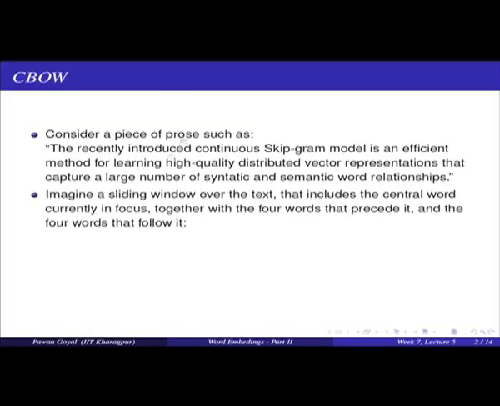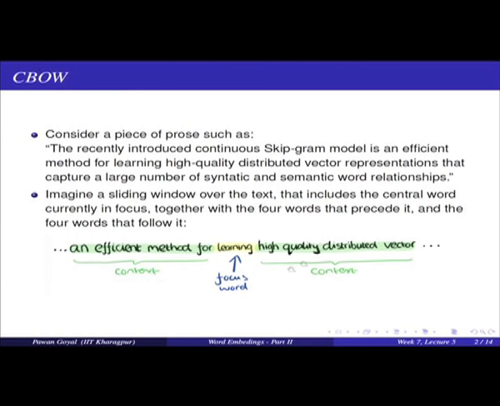So how do we do that? Imagine a sliding window over the text that includes the central word, with 4 words that precede and 4 words that follow it. Here, learning is my focus word, and there are 4 words before it and 4 words after it. You can also call them the context words. And using the context words, you are trying to predict the focus word.